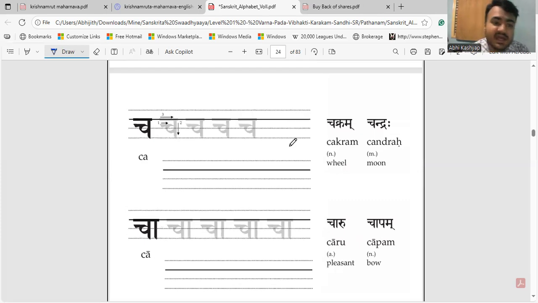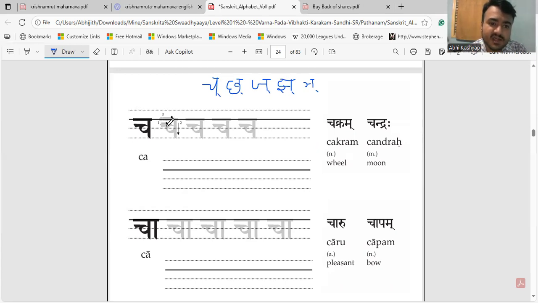The next Varga is Chavarga. Cha, Chha, Ja, Jha, Nya. Then we have Ja. Then we have Jha. And then Nya. So these are without swara yoga. When I add the swara to it, it manifests completely.